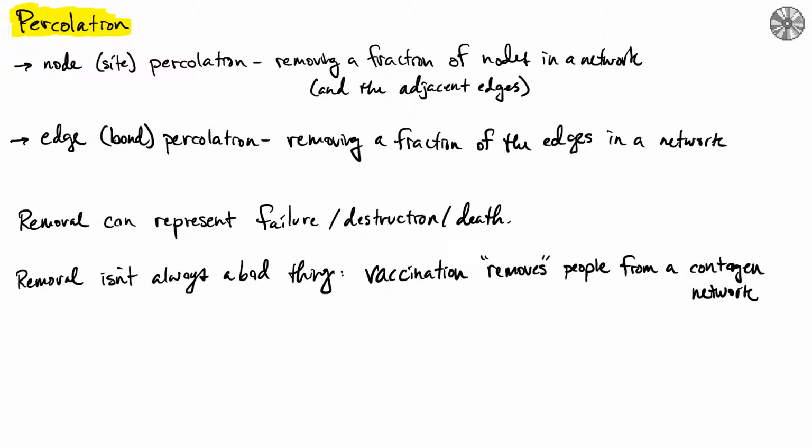Like I said, failure or this process of removal can represent bad things, such as death in a population, destruction of power lines or properties, or failures of equipment. But it doesn't always have to be a bad thing. Depending on what we're modeling, the process could be a good thing. For example, one of the classic ones is that vaccination effectively removes people from a network that's modeling the propagation of an infection or a contagion.